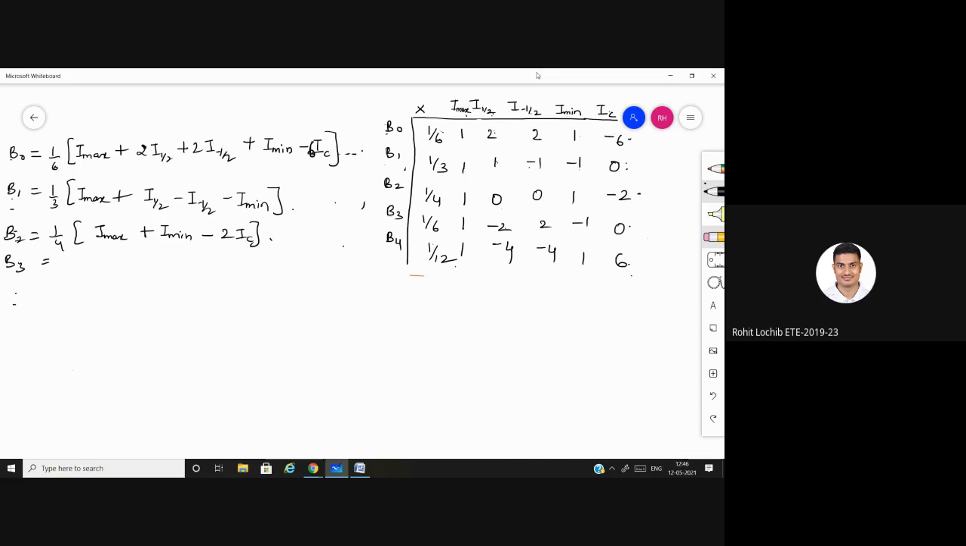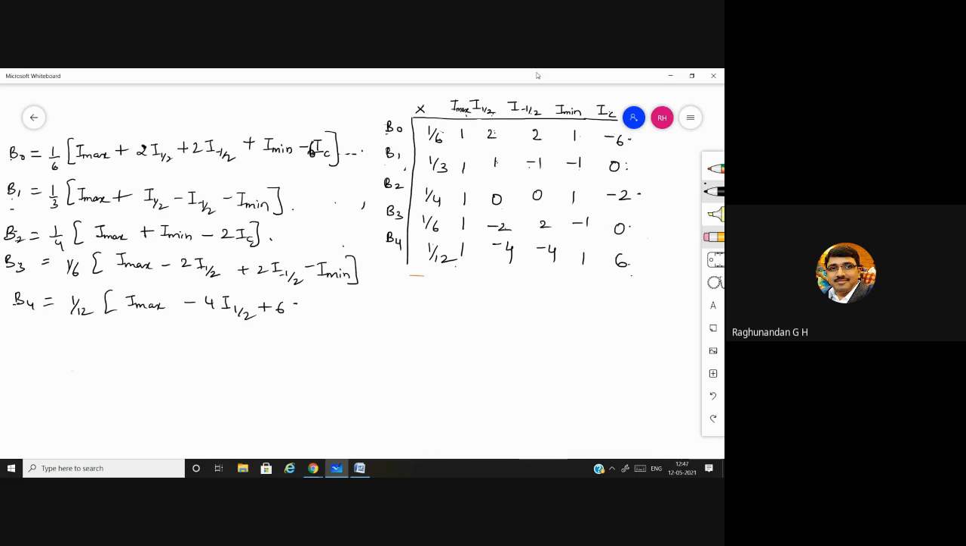Okay, so B3: 1 by 6 I max minus 2 I half plus 2 I minus half minus I min. So B4: 1 by 12 I max minus 4 I half plus 6 IC minus 4 I minus half plus I min. So these are the equations for B0, B1, B2, B3, B4.